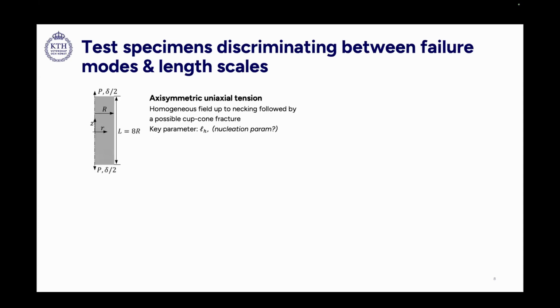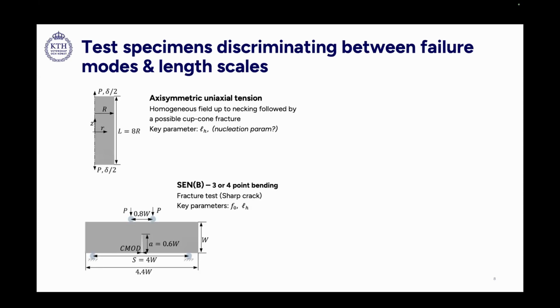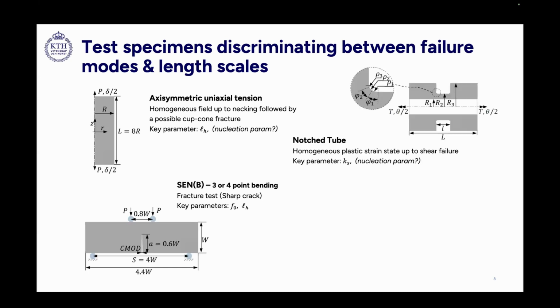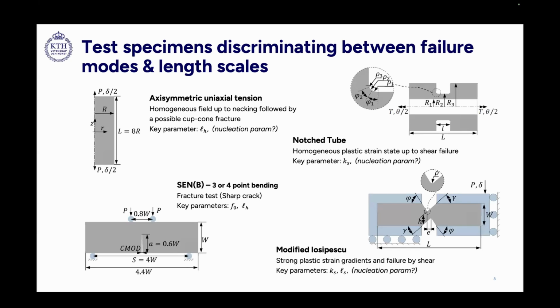The test geometries we looked at include axisymmetric uniaxial tension tests and single edge notch bend specimens. The crack in these two specimens will start growing as an opening mode and finally shear off. We also looked at the notched tube specimen and the modified Iosipescu specimen, where these two will be loaded in simple shear. But the notched tube will have a more homogeneous plastic gradient, and the modified Iosipescu specimen can have different strain rate of plastic gradient in the region by changing the dimensions.